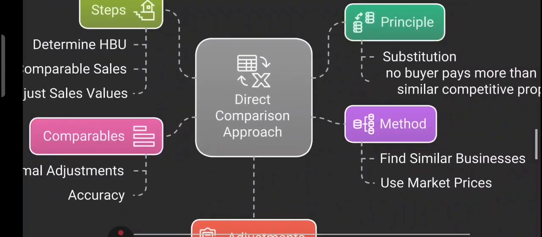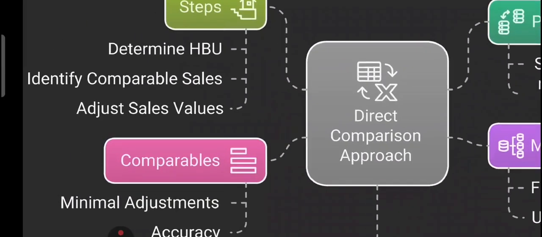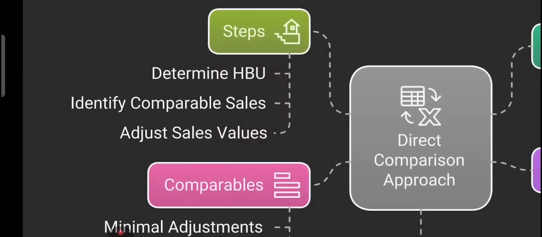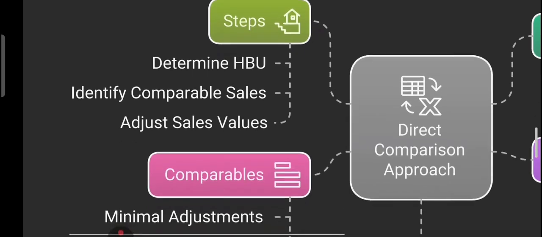Now if you look at the steps involved, first determine the highest and best use of the asset, that is called HBU. Next, identify the comparable sale, meaning find a similar transaction, and then adjust the sale value based on the difference. So these are the 3 steps: HBU, comparable sale, adjust the sale value.